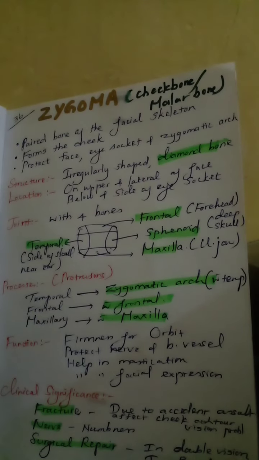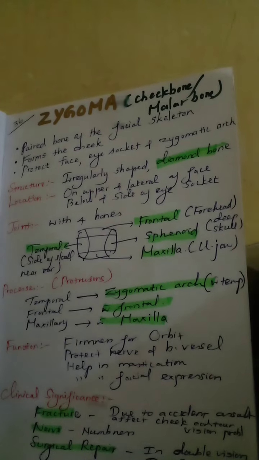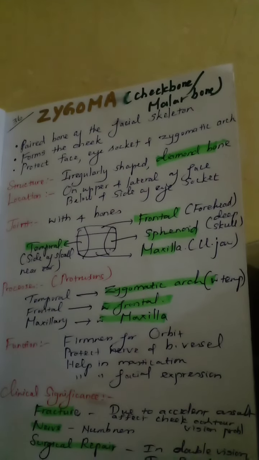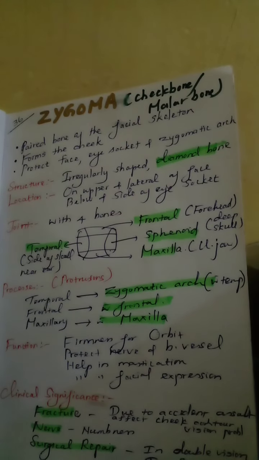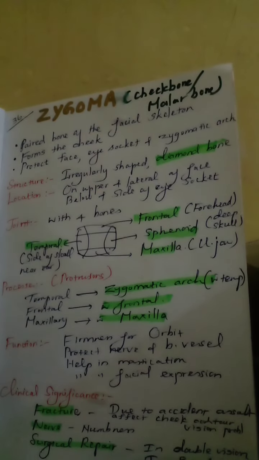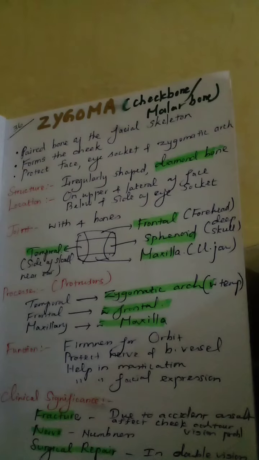But at the same time, in the skeletal system, we have something called processes or protrusions from the bone. There are three types of protrusions: the temporal, the frontal, and the maxillary. The temporal protrusion is with the zygomatic arc, the frontal, of course, with the frontal bone, and the maxillary protrusion is with the maxilla bone.